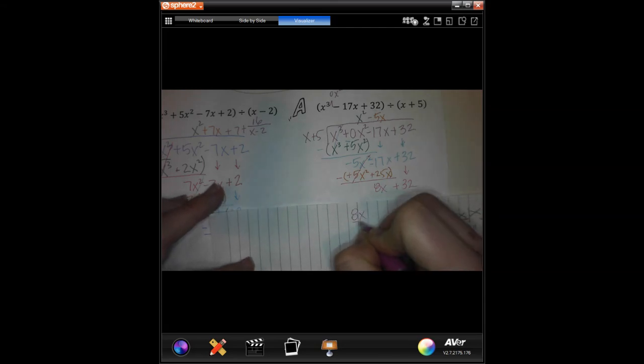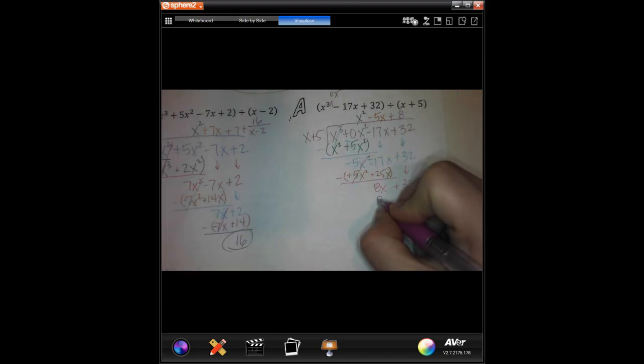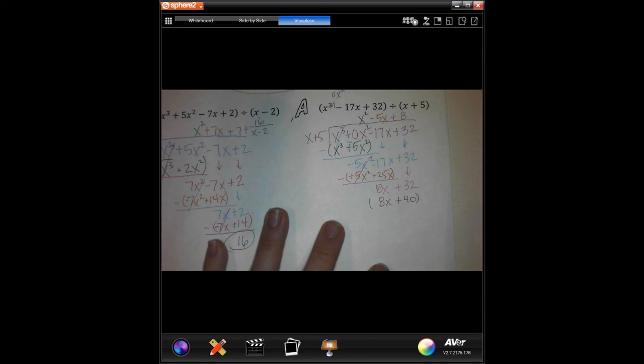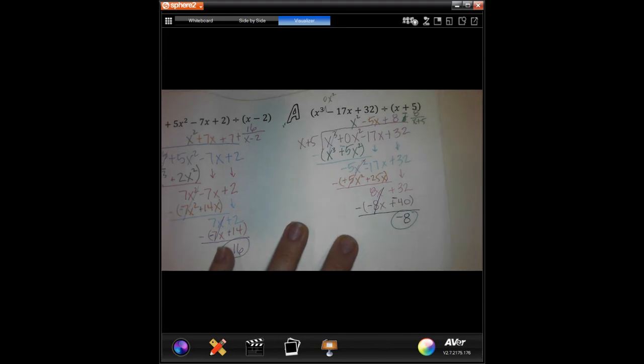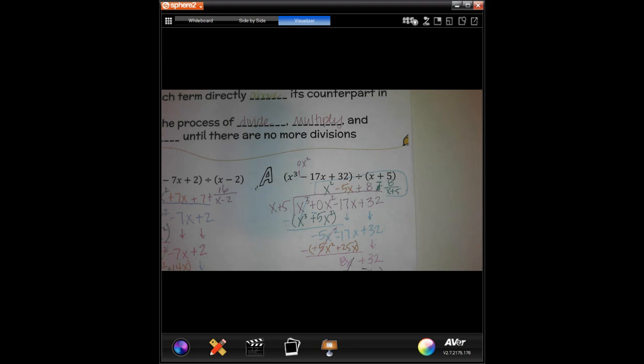We've got 8x divided by x, that's positive 8. So 8 times x is 8x, 8 times 5 is positive 40. Taking the opposite. So we got 8x minus 8x. Those cross out. 32 minus 40 leaves me with negative 8. So this is my remainder that I'm carrying up to my answer. I'm going to have that, minus 8 over x plus 5. And then this is our answer. X squared minus 5x plus 8 minus 8 over x plus 5. All right, let me know if you have any questions on our long division.